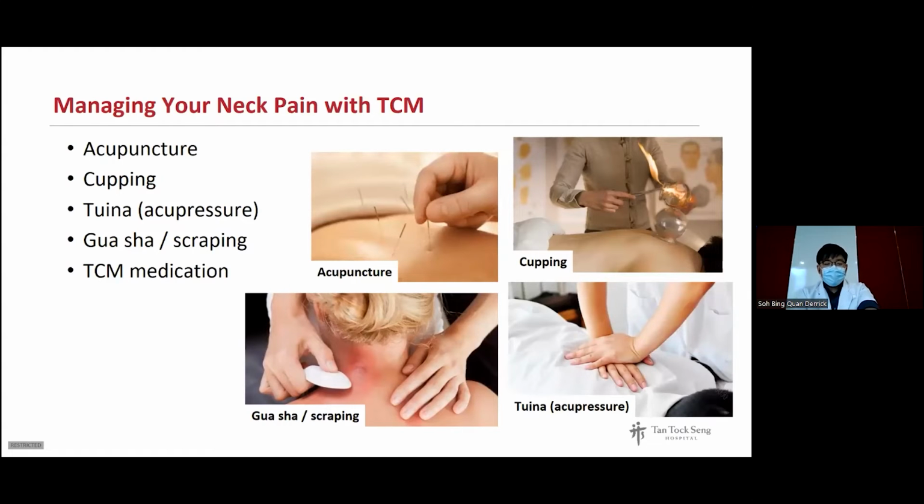So how do we manage the pain? In our clinic, mainly we do acupuncture and cupping.